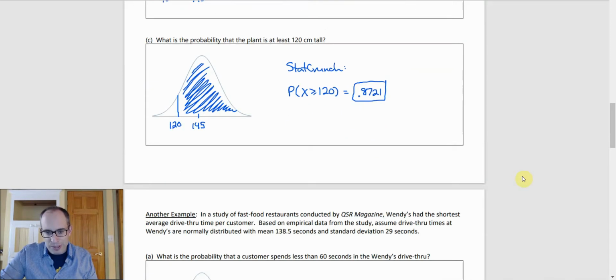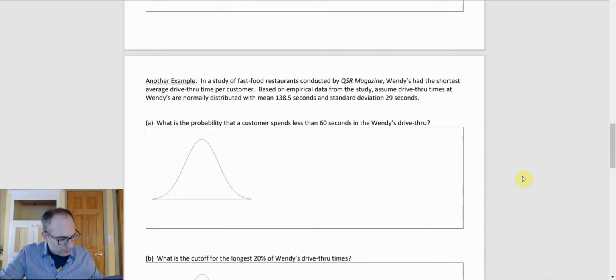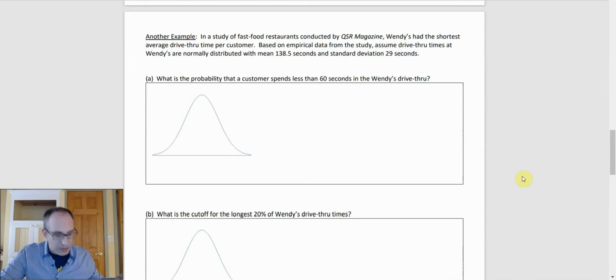Then there's another example in here. And really there's this one and then there's one after it. So this one's about fast food, where Wendy's had the shortest average drive-through time in a study. And based on empirical data, we're going to assume that the drive-through times are normally distributed. Otherwise, we sort of get stuck because that's the only continuous distribution we've talked about. But normally distributed with a mean of 138.5 and a standard deviation of 29 seconds. So, all right, 138.5 is our mean, so I guess I can draw that in here.